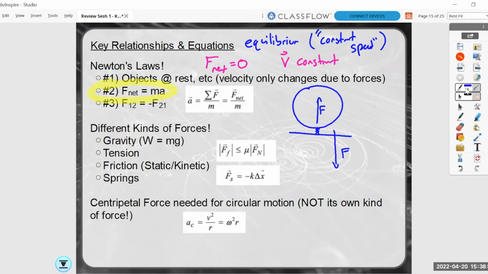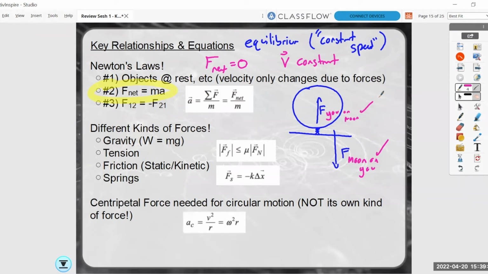Also remember that these Newton's third law pairs always appear on different free body diagrams. So this is the force of moon on you. This is the force of you on moon. So one of these appears on your free body diagram, the other appears on the moon's free body diagram.